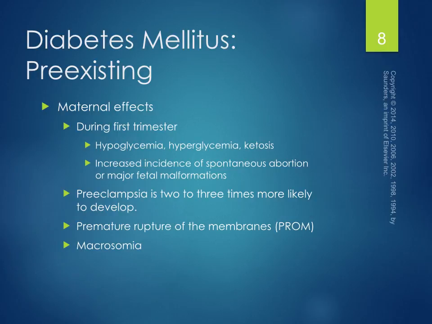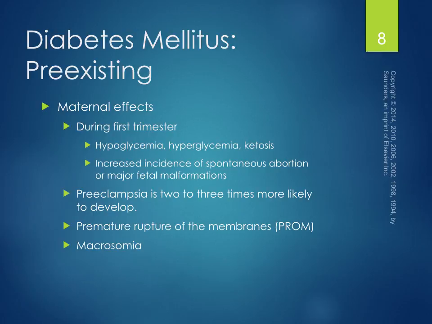Pre-existing maternal effects. During the first trimester, we talked about those incidents of hypoglycemia and ketosis. There is an increased incidence of spontaneous abortion and major fetal abnormalities. And these are for patients who have the history of diabetes mellitus. Again, this is why understanding and knowing a patient's pre-existing conditions are highly important in the health management of these patients.